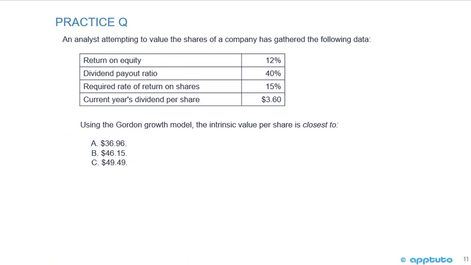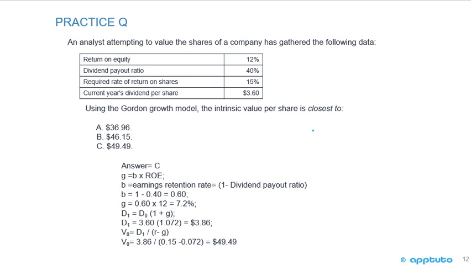Okay, another practice question. An analyst attempting to value the shares of a company has gathered the following data: return on equity 12%, dividend payout rate 40%, required rate of return on shares 15%, and the current year's dividend per share $3.60. Using the Gordon Growth Model, the intrinsic value per share is closest to A, $36.96, B, $46.15, or C, $49.49.